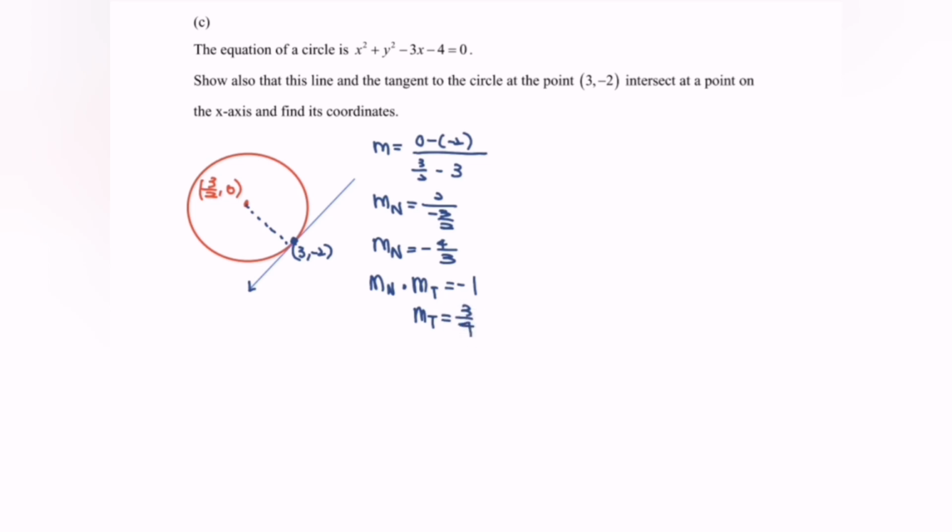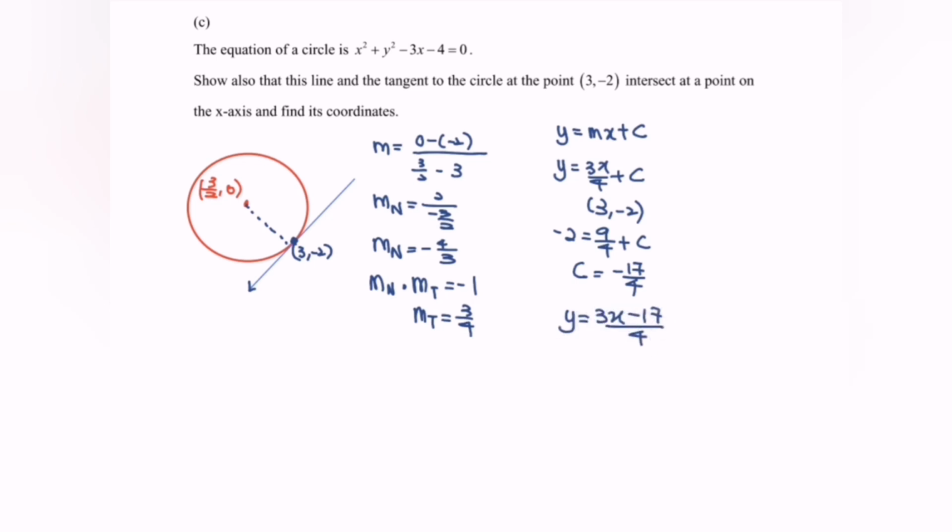Next is to find the equation of the tangent, which is the straight line, y equals mx plus c. With the gradient for the tangent, y equals 3x over 4 plus c. Kindly substitute the point (3, negative 2) into the straight line equation. So we will have negative 2 equal to 9 over 4 plus c. So c will be equal to negative 17 over 4. Finally, y is equal to 3x over 4 minus 17 over 4.